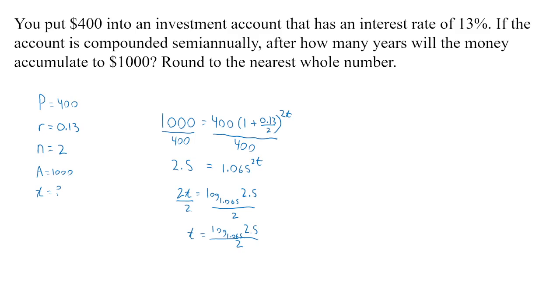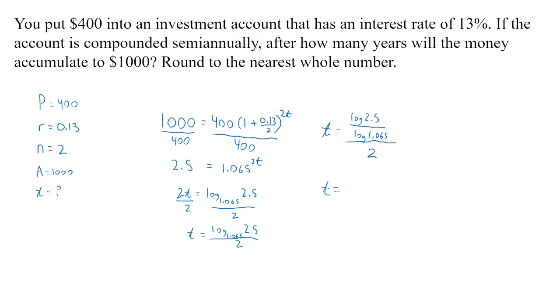Now, your calculator will not have that log notation function on it. So what we're going to do is apply the change of base property, which is also known as the calculator property, to rewrite this. So this will be log of 2.5 divided by log of 1.065, all divided by 2.